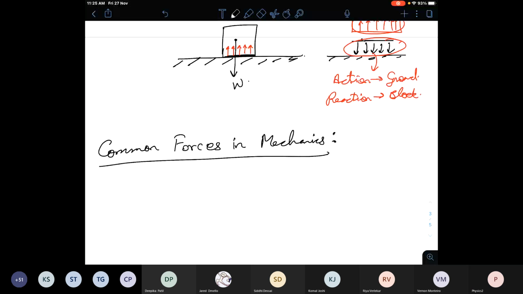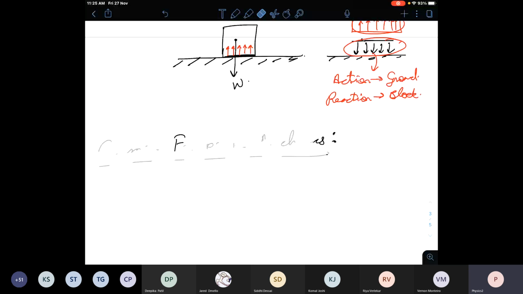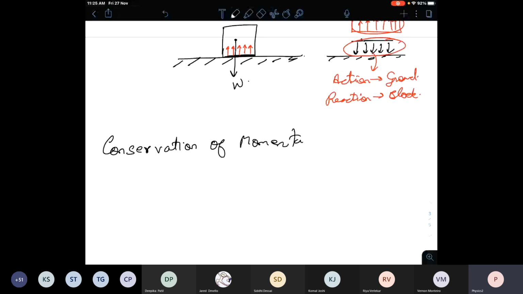Okay, wait, one thing we forgot, that is conservation of momentum. Conservation of momentum we did not see. So let's see conservation of momentum.